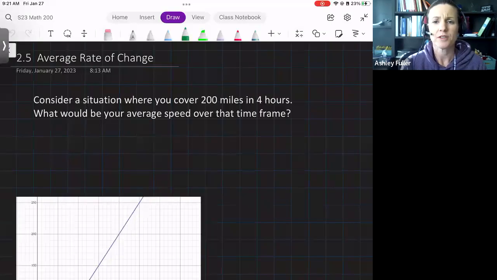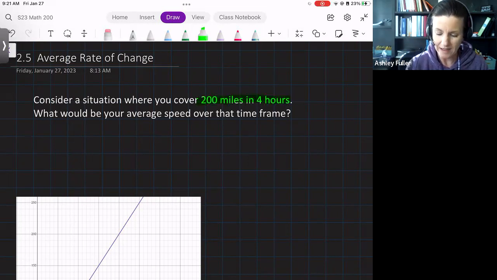We're very familiar with the concept of an average. You find the average of your grade, you find your average speed, but let's consider average rate of change across a broader spectrum. Let's start with a situation we know and consider we are covering 200 miles in 4 hours.